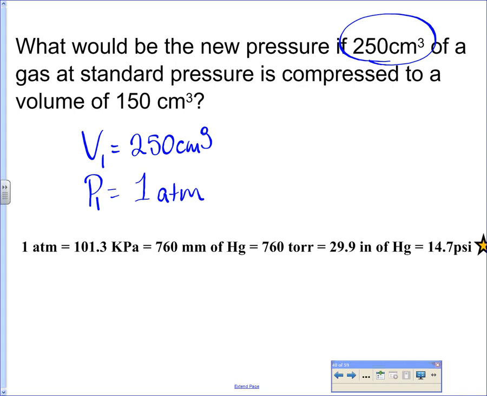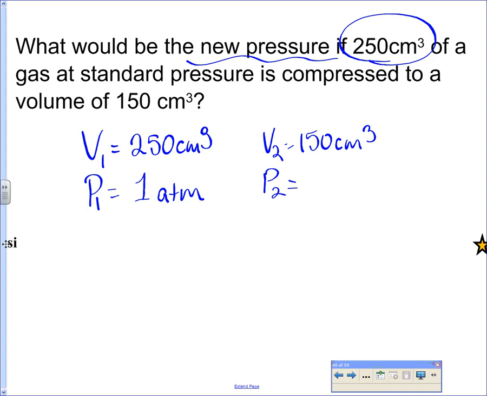It tells me it was compressed, so my new volume, V2, is equal to 150 centimeters cubed. And I'm looking for P2, since it's asking me what would be the new pressure. So to work a problem like this, we could plug in and do a gas law. But what's even easier, trying to get rid of my pressure here, is to just look at how the ratios worked.